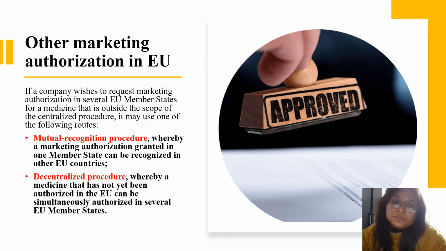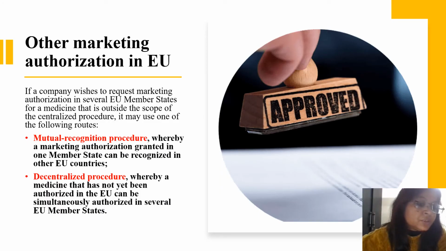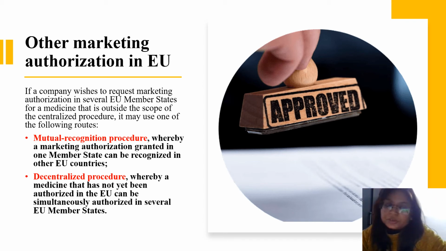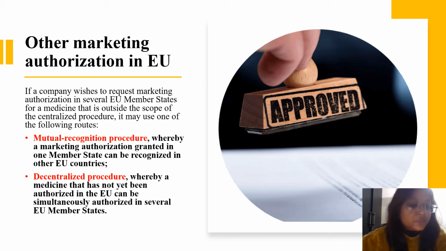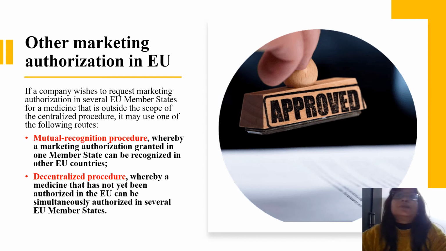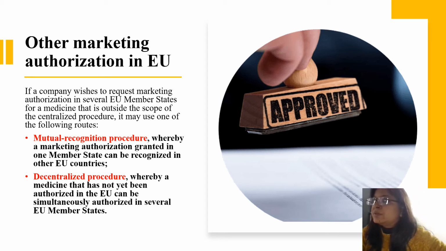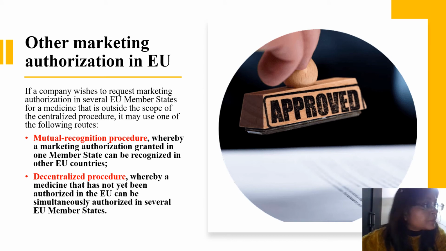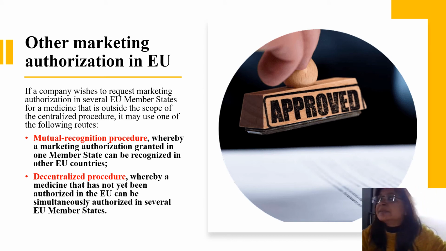Talking about the other two routes, mutual recognition procedure and decentralized procedure. My dear students, in mutual recognition procedure, as the term indicates, mutual recognition: if you get the approval in one of the member states through the national route, and later on you decide that you want approval in selective other countries. For example, you have taken approval through the national procedure in one country, then after some time you decide that you want to market your products in 4 more countries of the European Union.